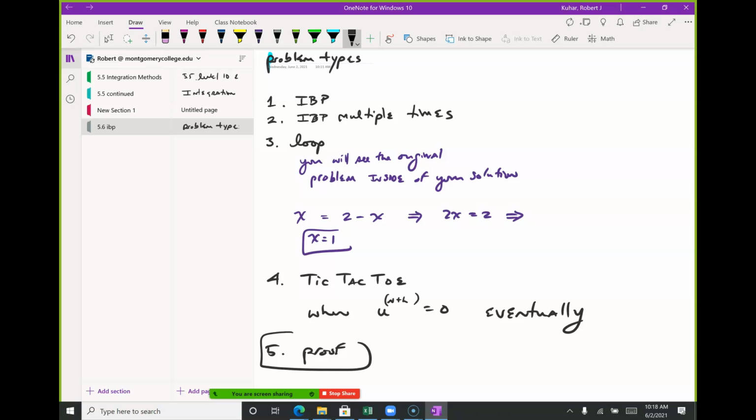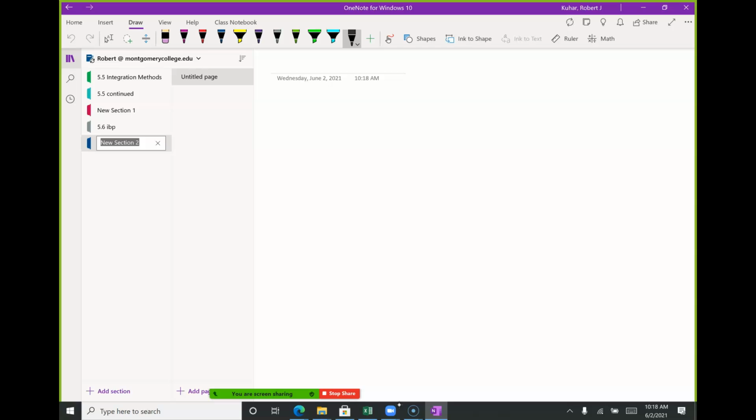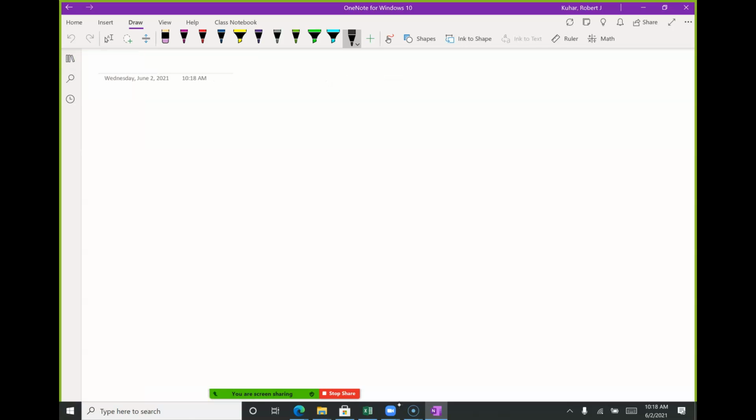All right, let's do a quick one. How much time do I have? Oh, it's tight. I think I can do it. So let's do the integration by parts with multiple by parts. And then we'll do a loop, and then I'll teach you the shortcut. IBP twice. So let's do the integral of x squared e to the minus x dx.